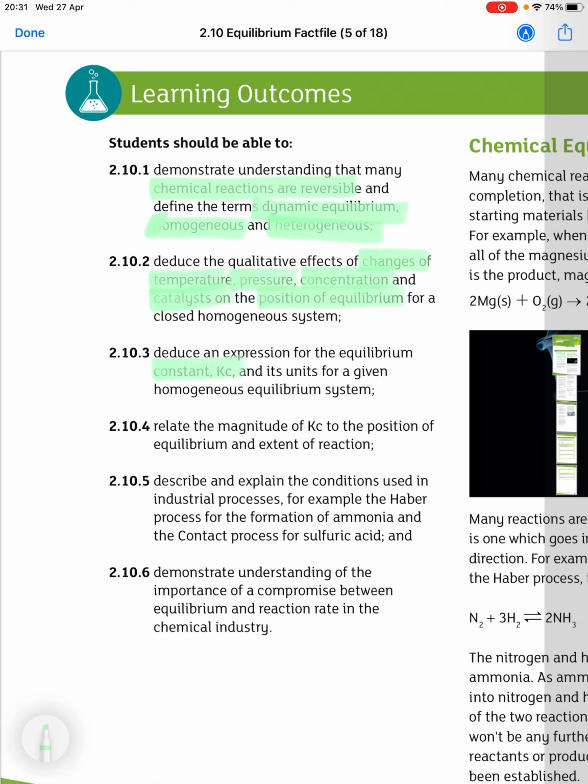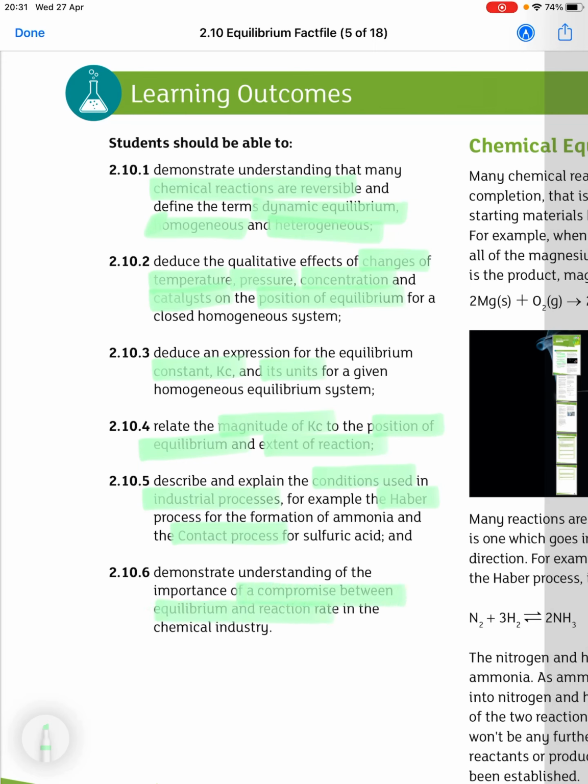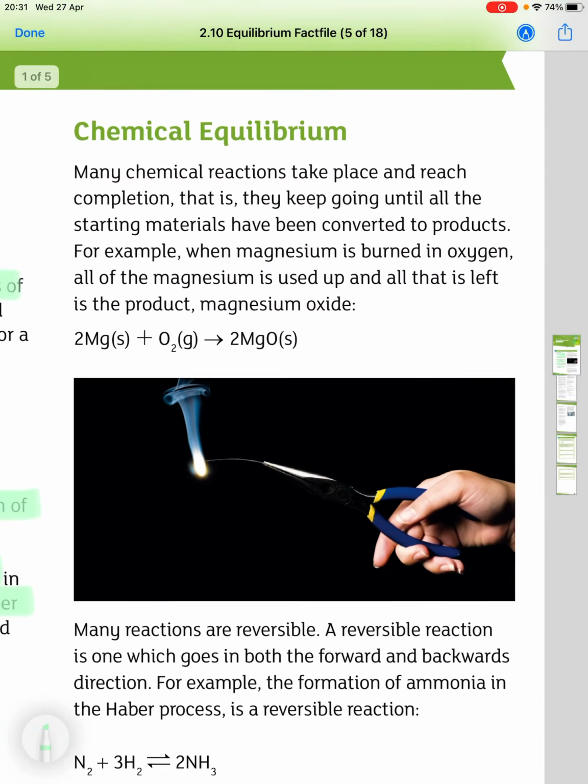Deduce the expression for the equilibrium constant Kc and its units for a given homogeneous equilibrium system. Relate the magnitude of Kc to the position of equilibrium and the extent of reaction. Describe and explain the conditions used in industrial processes. For example, the Haber process for the formation of ammonia and the contact process for sulfuric acid. And demonstrate understanding of the importance of a compromise between equilibrium and reaction rate in the chemical industry.